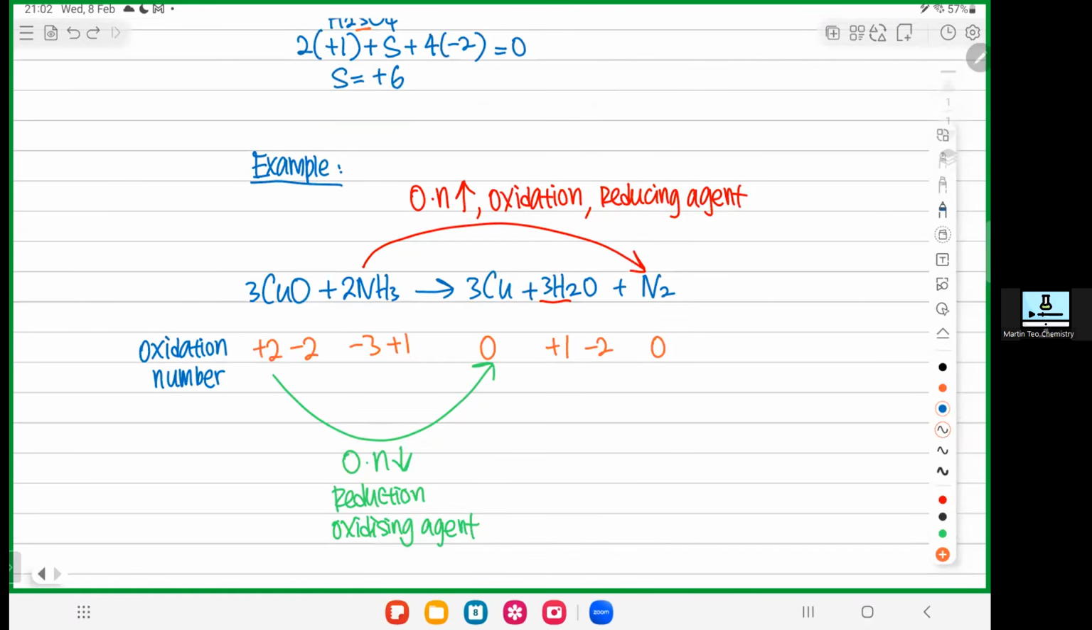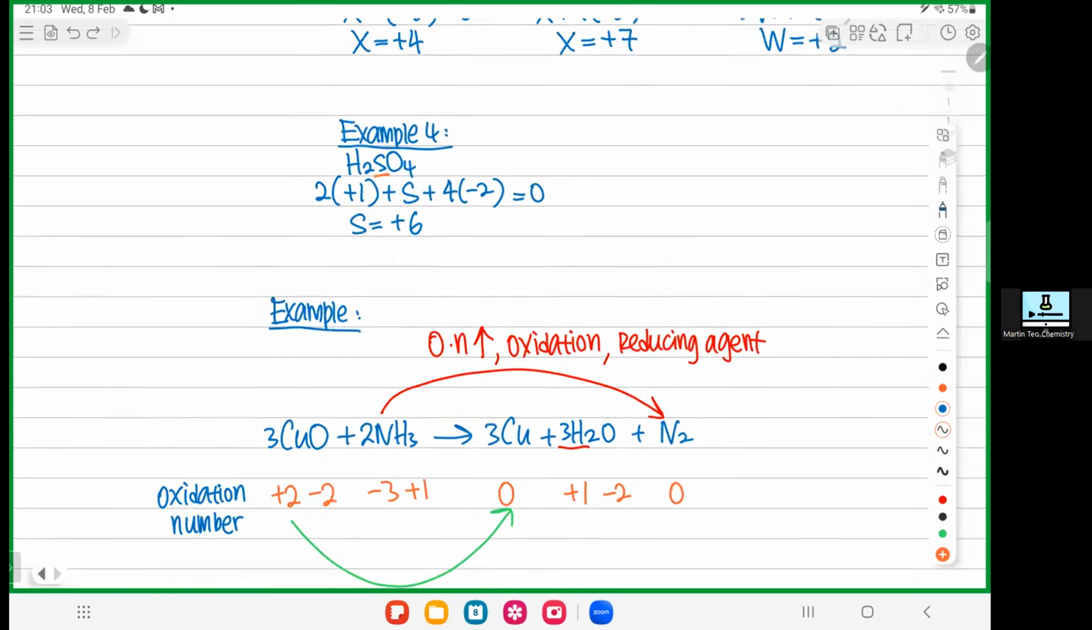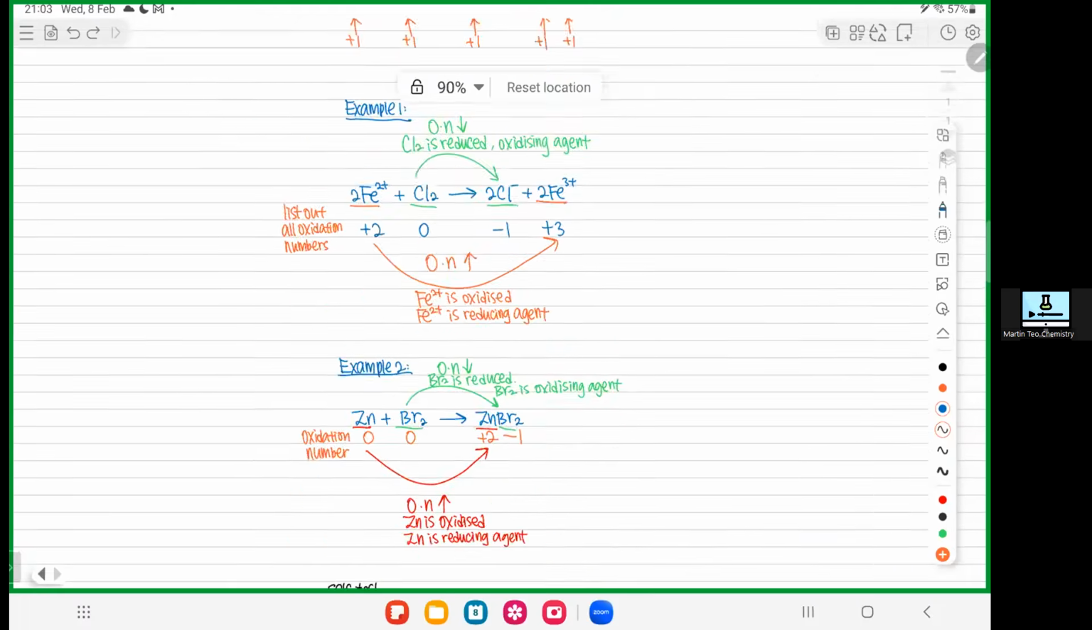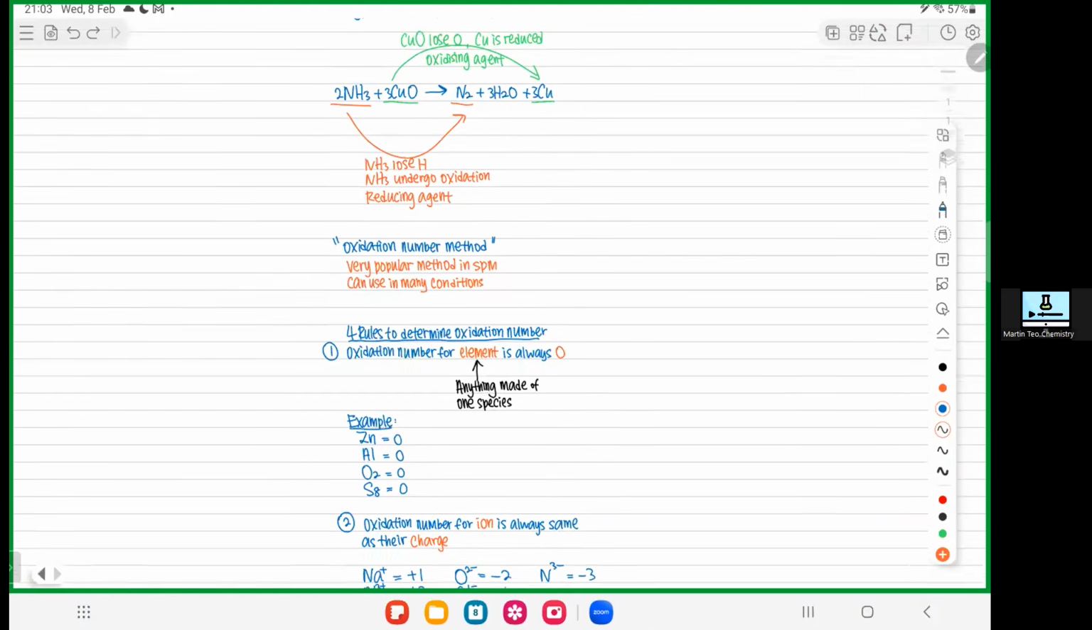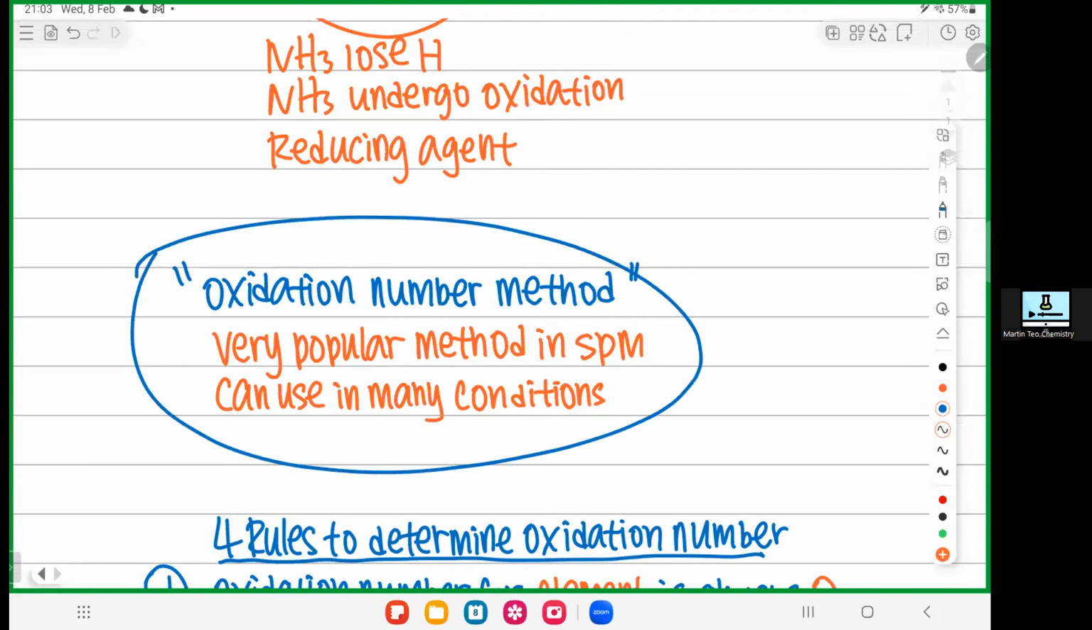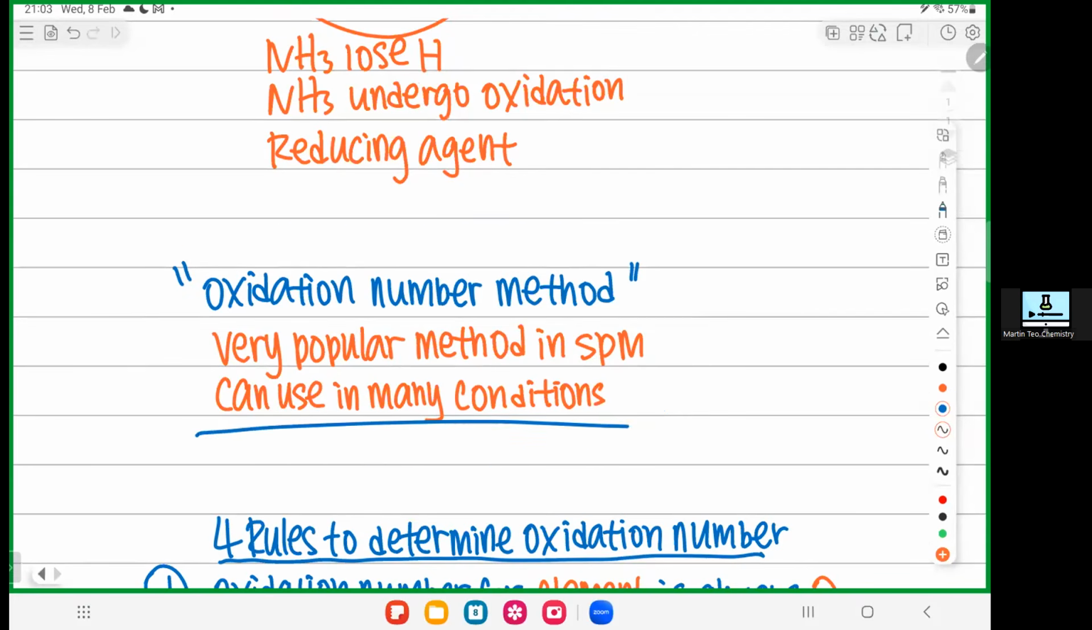Because if you know the oxidation number method, it is so powerful. Like what I said, the oxygen method you can only use when the question has oxygen. The hydrogen method you can only use if the question has hydrogen. But the oxidation number method you can use in all situations. In every situation, you can use the oxidation number method. That's why it is a very, very powerful method. You can see the oxidation number method is a very popular method in SPM because you can use it in many, many conditions.